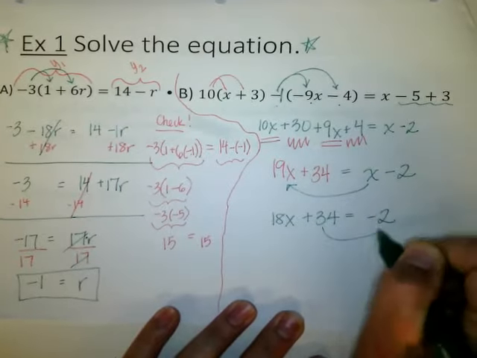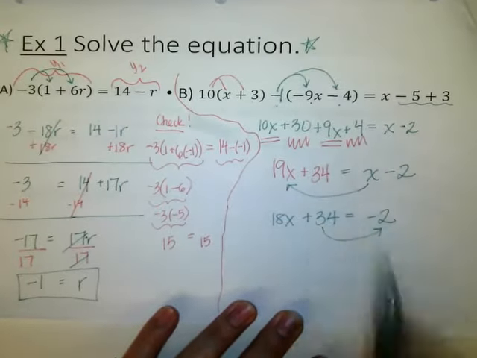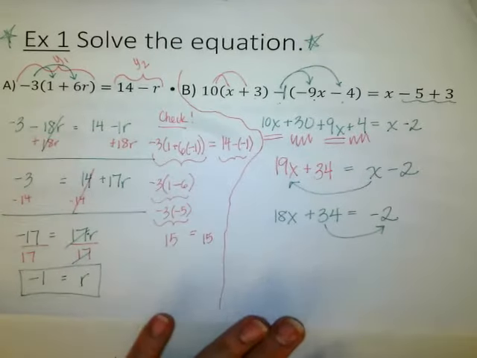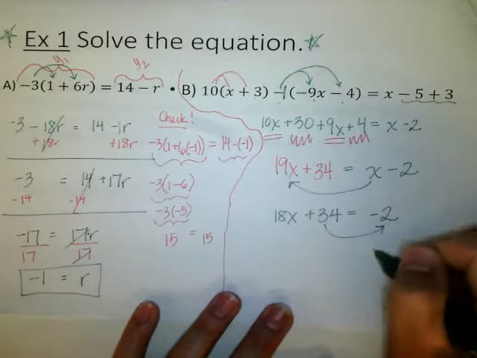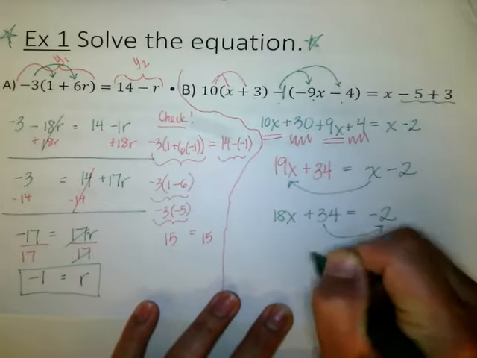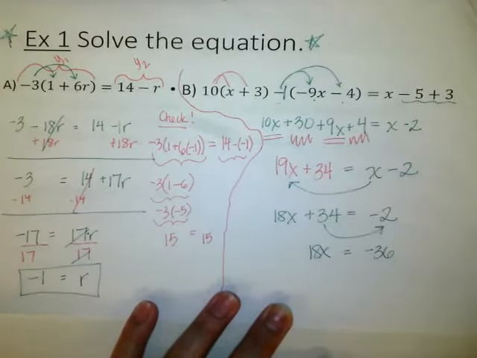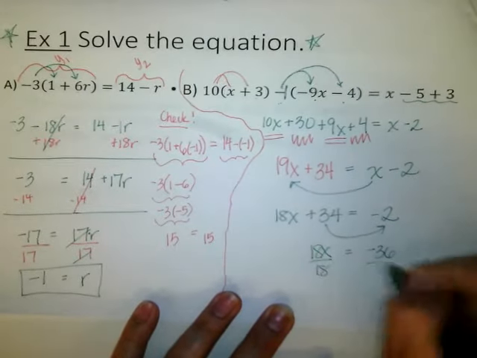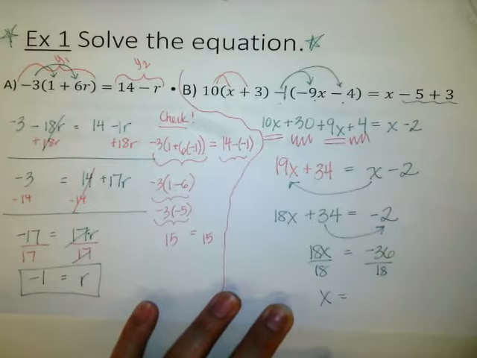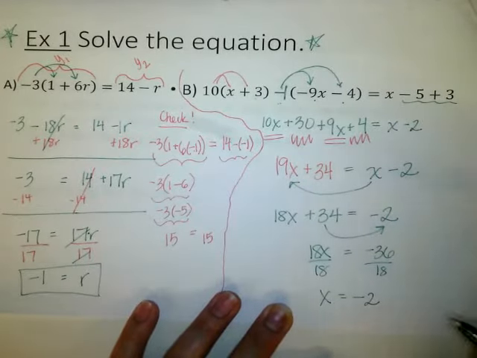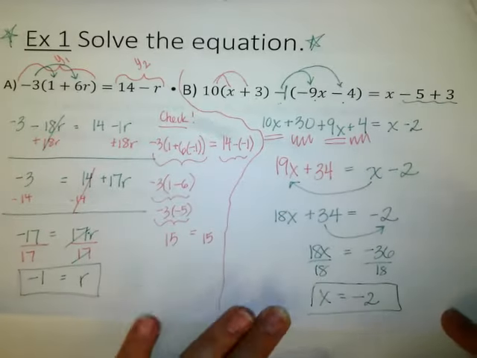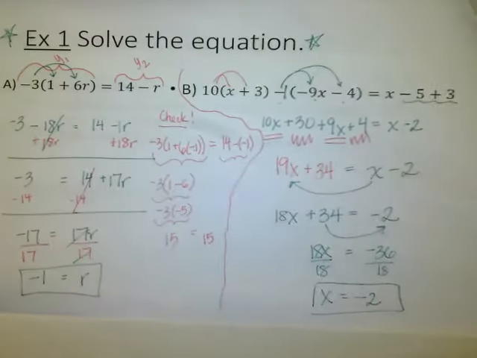All right, I'm going to do the same thing here. Moving that 34, I have to change the sign. So subtracting 34 to the other side gives me negative 36. And then we can do what? Divide by 18 and x equals. Good. I think that's right.